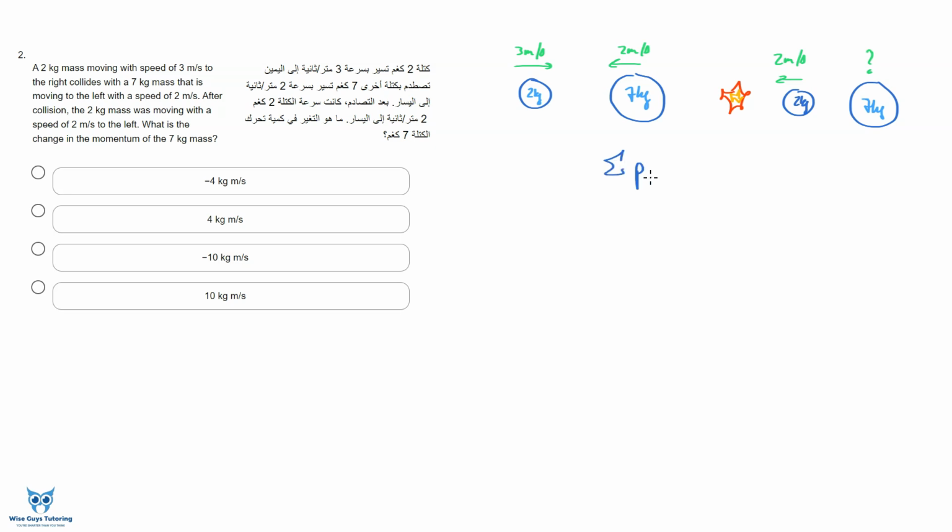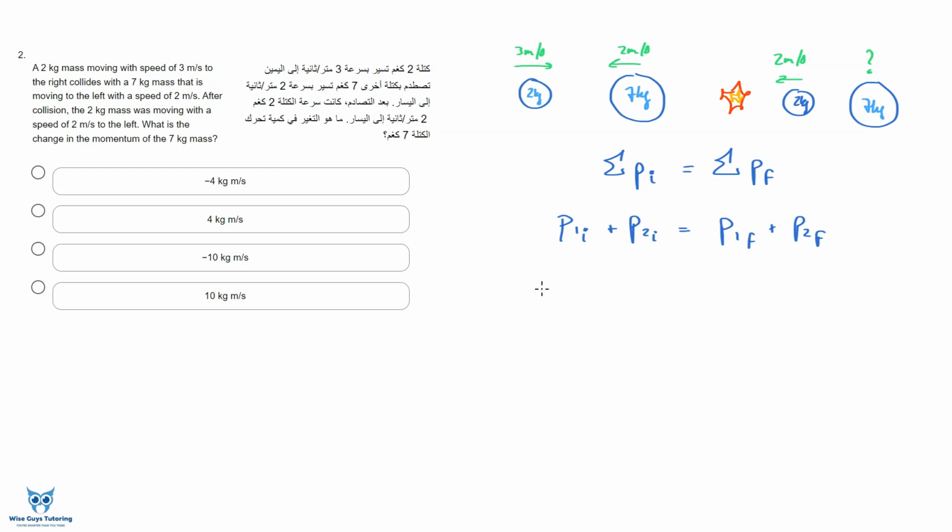So in conservation of momentum, this is the rule: the total initial momentum before collision is going to be equal to the total momentum after collision. That means I'm going to add up momentum of object 1 before the collision, momentum of object 2 before the collision, and this is going to give me the exact same thing if I add momentum of object 1 after and momentum of object 2 after the collision.